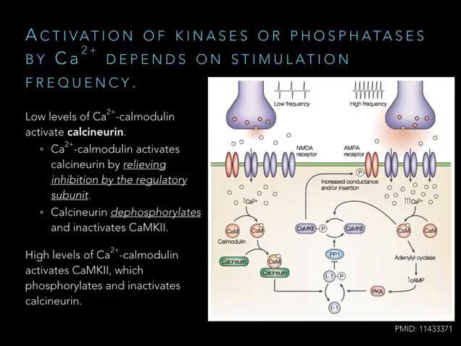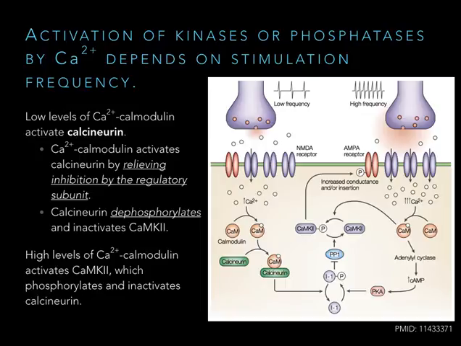Now, whether or not the neuron is biasing itself toward the activation of phosphatases or kinases in some ways depends on the level of activity. And this comes back to calcium levels. Calcium is a very important secondary messenger. And so the concentration of calcium is going to affect whether we're biasing toward phosphorylation or dephosphorylation.